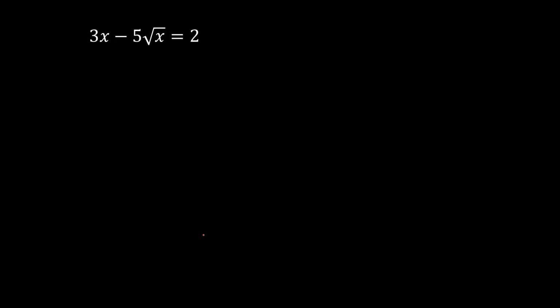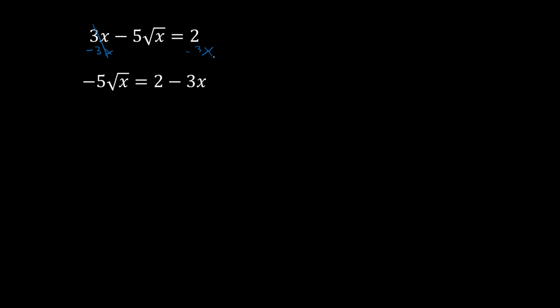So here we have 3x minus 5 square root of x equals 2. And we want to solve this equation for x. So one way we can do this is using the steps that we just showed you, where you can isolate the radical term first. So to do that, I need to get rid of this 3x. I need to move that out of the way by subtracting from both sides. So when I do that, I now have negative 5 times the square root of x equals 2 minus 3x.